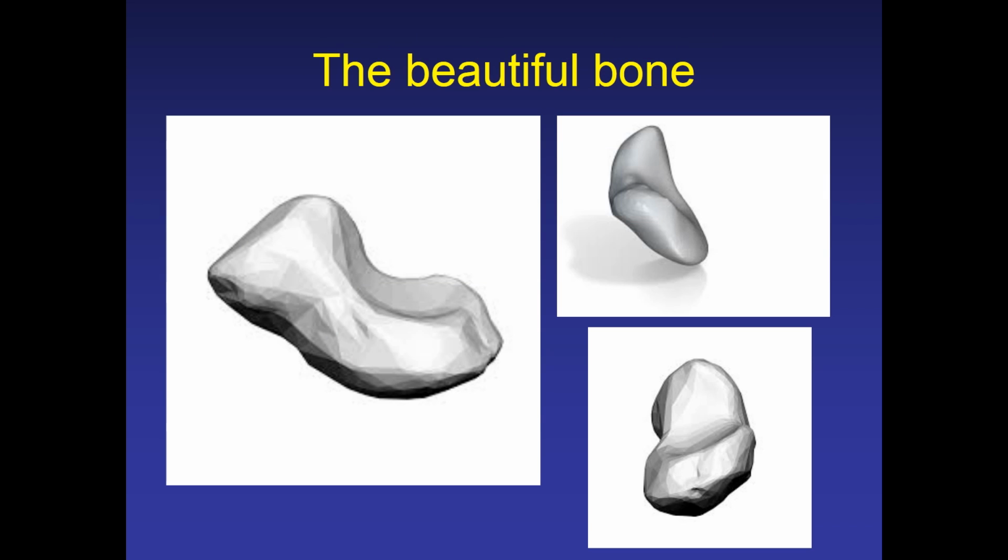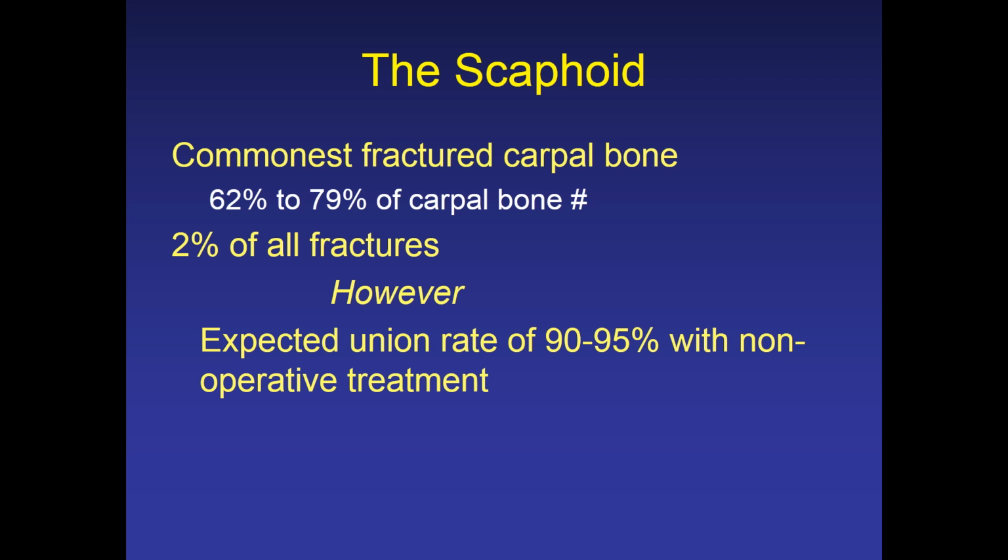There you go. All right, so the beautiful bone. We know that the Greeks described it as a boat. I'm not sure. It's more like a twisted, flattened bean in some views, which makes the scaphoid such a difficult thing to treat. It is the most commonly fractured of the carpal bones, 60 to almost 80%, but it only makes up 2% of all fractures. And we know that the union rate is 90 to 95% with non-operative treatment.